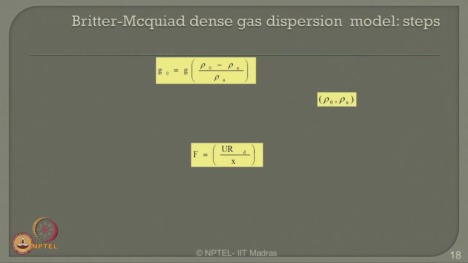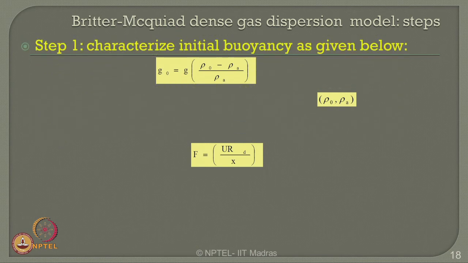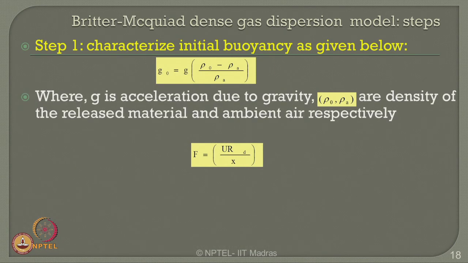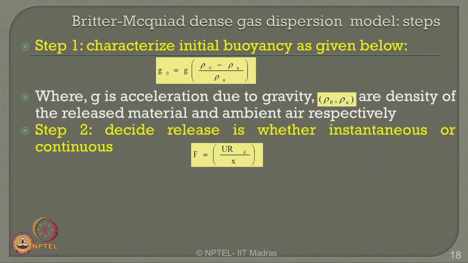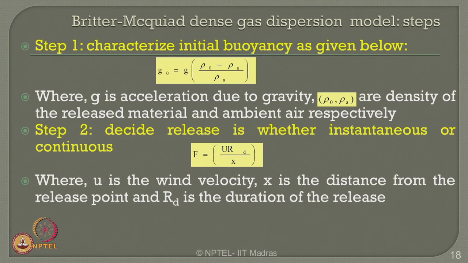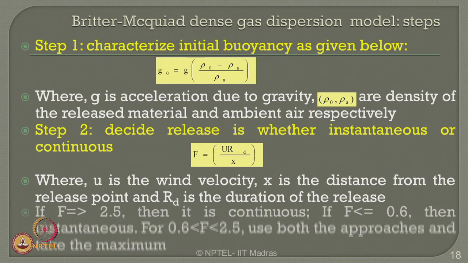The Britter-McQuaid dense gas dispersion model has different steps to calculate this. Step number 1, characterize the initial buoyancy, which can be given by the equation g0, where g is the acceleration due to gravity in the equation, and rho 0 and rho a are the densities of the release material and ambient air respectively. In step number 2, once you know the value of g0, decide whether the release is instantaneous or continuous. In this case, U is the wind velocity and x is the distance from the release point, whereas Rd is called the duration of release.